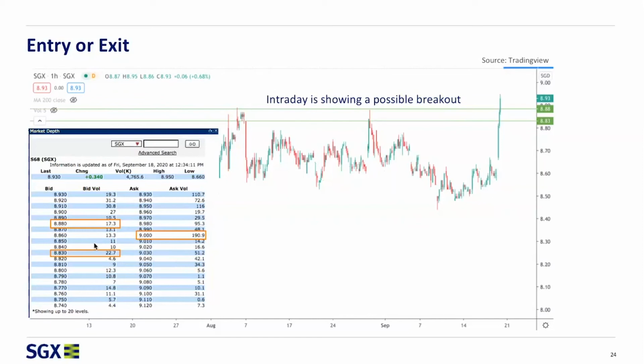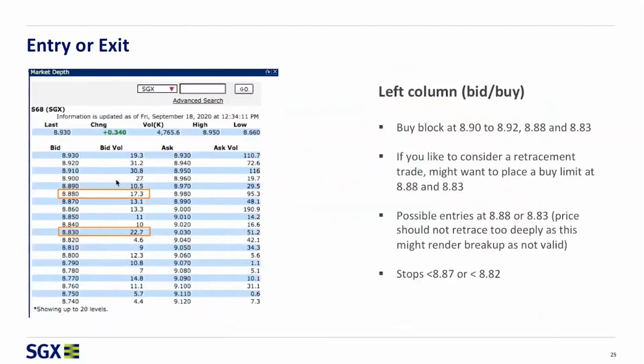Number one is that you can use this information to plan for your entry. If you think that, for example, SGX is good for entry because this is a good breakout, then you can use this to plan for your entry. So what can we do? Because they are buying blocks here, you might want to consider what we call retracement. That means for price to retrace to possible support.